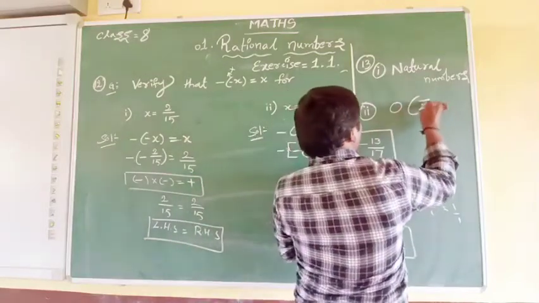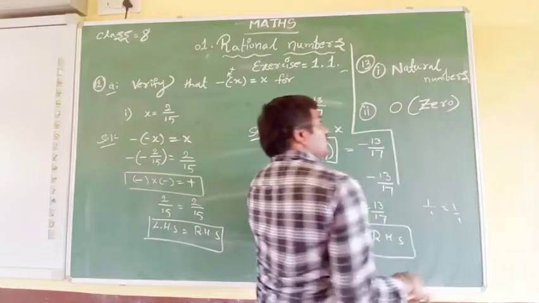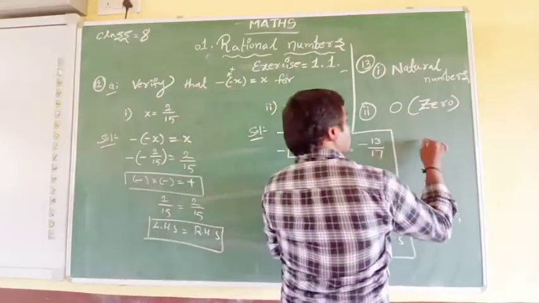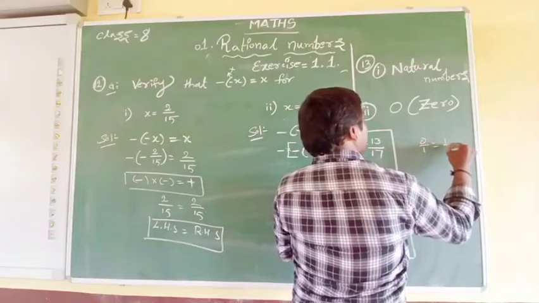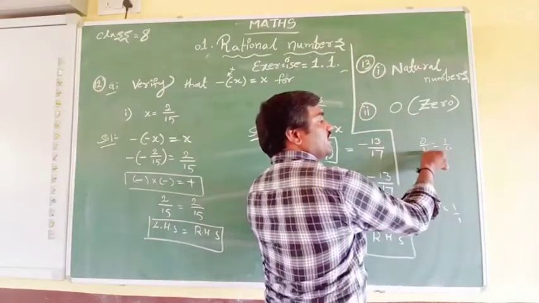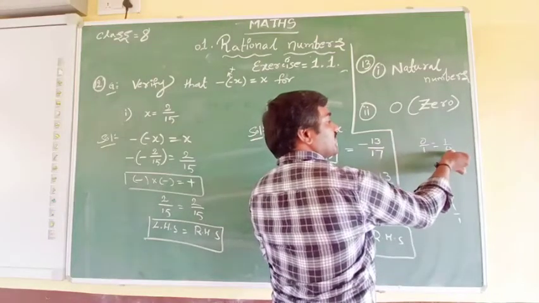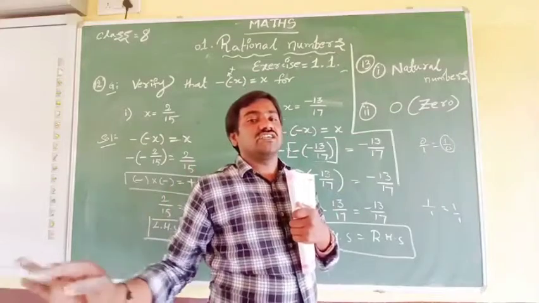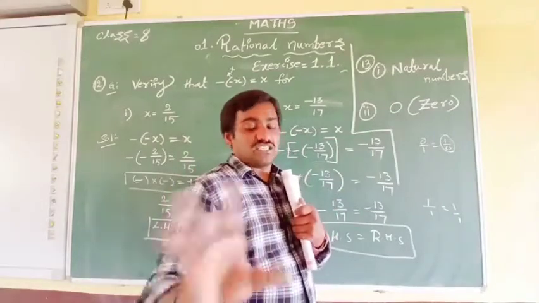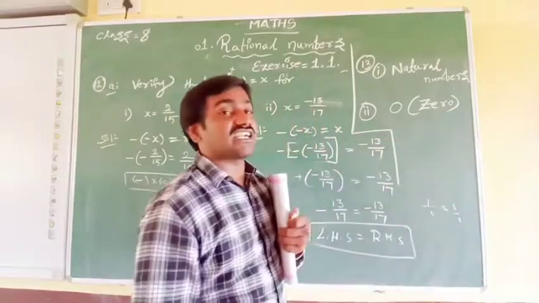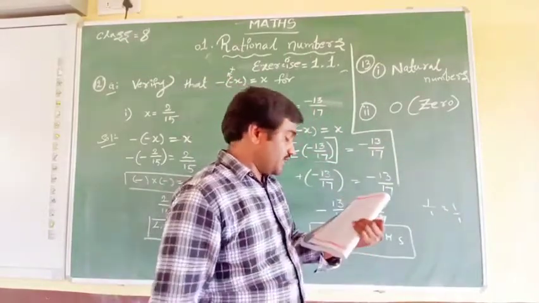But 0 does not contain any reciprocal. If you write 0 as 0 by 1, the reciprocal of 0 by 1 is 1 by 0. This 1 by 0 does not exist. It cannot be simplified, and the answer is infinity. So the rational number 0 does not contain any reciprocal.